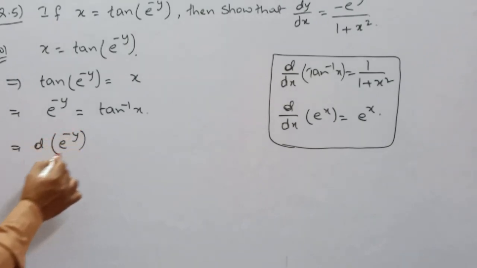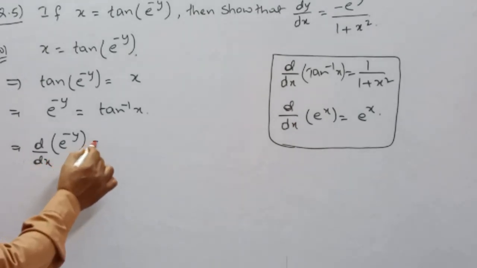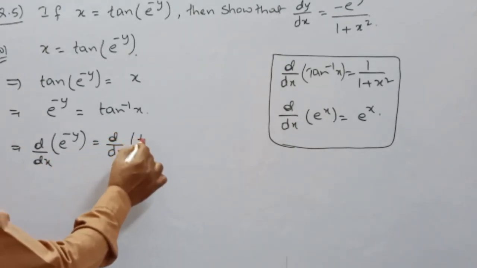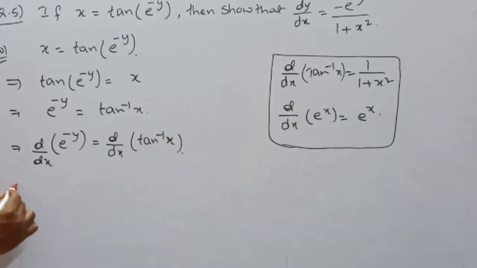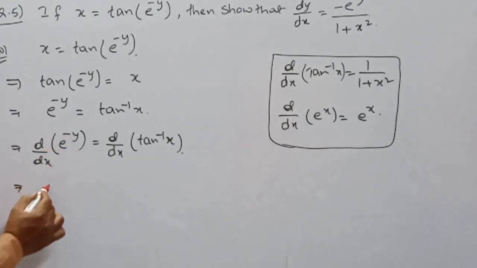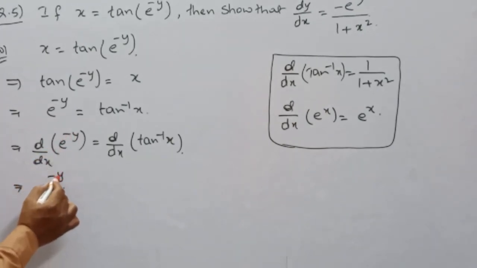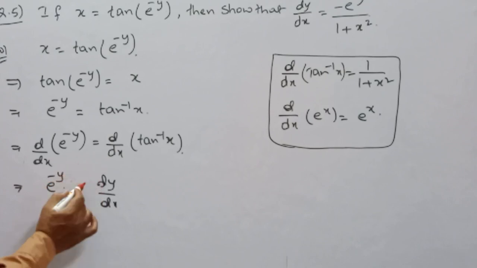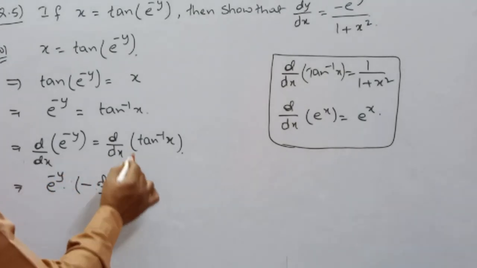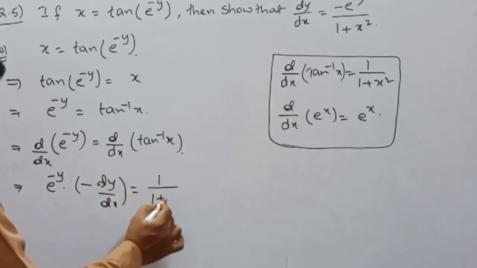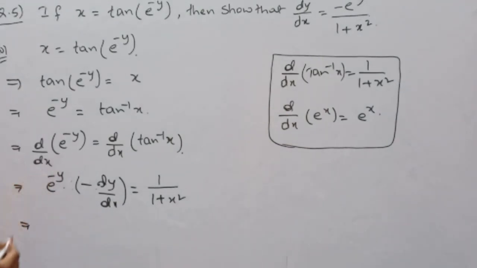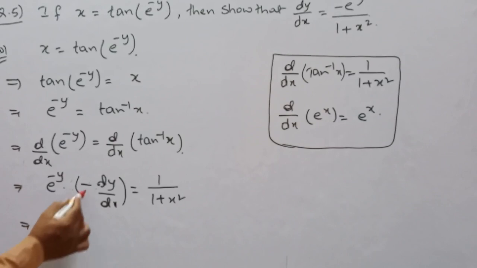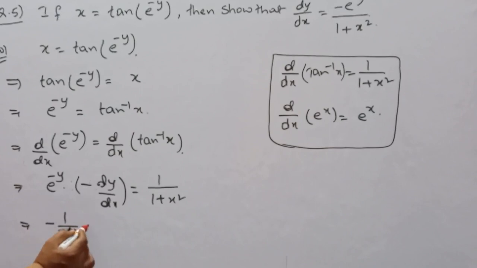d by dx of e power minus y is equal to d by dx of tan inverse of x. So what is d by dx of e power minus y? e power minus y into the derivative of minus y, which is minus 1 into dy by dx, or minus dy by dx, is equal to, so this derivative is 1 by 1 plus x square. Then e power minus y can be written as 1 by e power y, so minus 1 by e power y into dy by dx is equal to what?